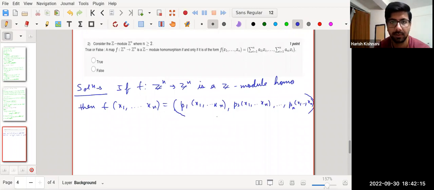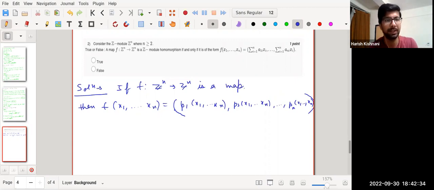Even a module map, we're just defining a map. Then the map has to be some polynomial because in modules you don't have the concept of any other function. You just know that it's a module. So only polynomial functions are well defined.